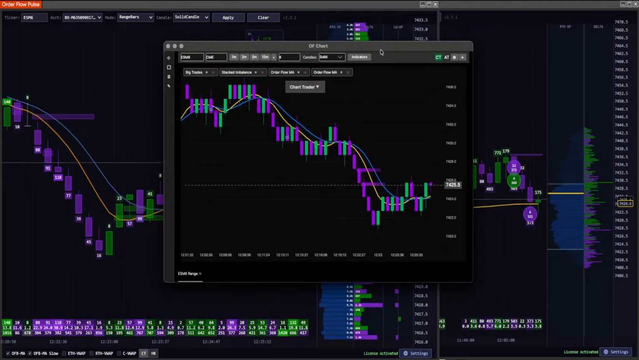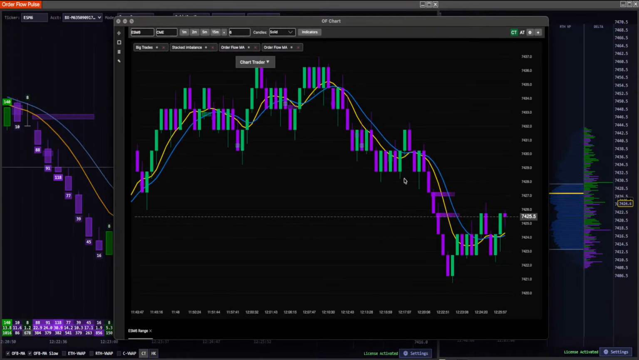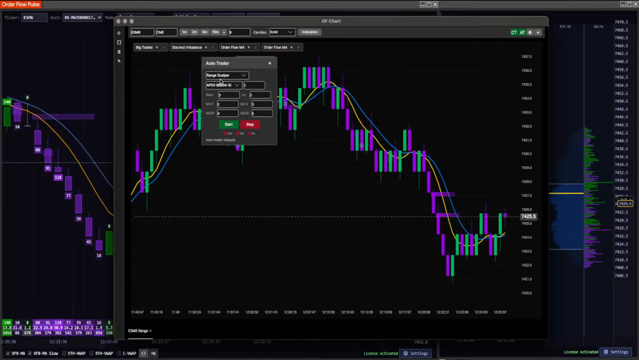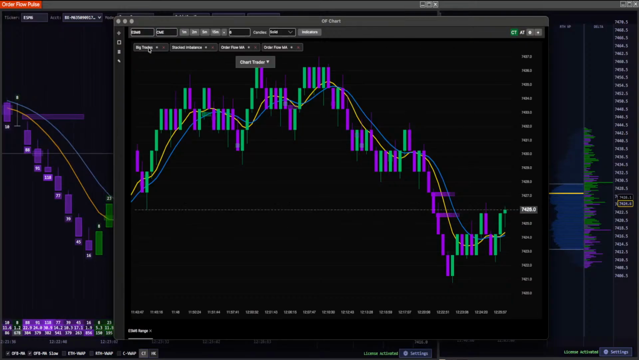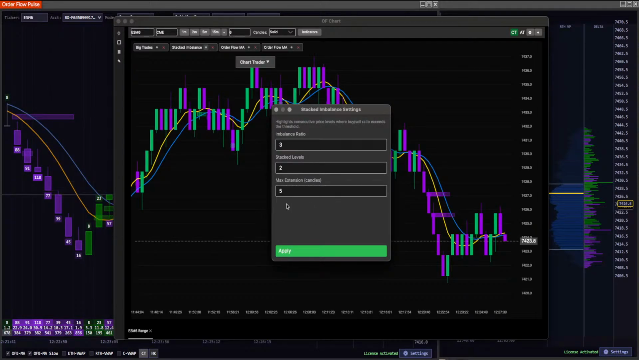How this auto trader works, once I have it for shorts, I need to do it for shorts. But this auto trader, you have the range scalper on. Basically, I have the ratio set to 3 and 2, and I think the stacked and balance is set to 3 and 2 here. Yeah, it's set to 3 and 2.